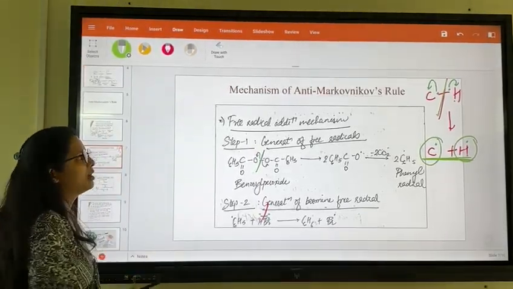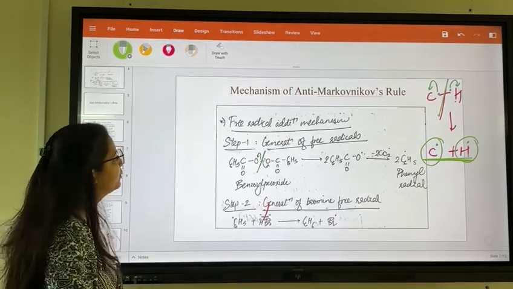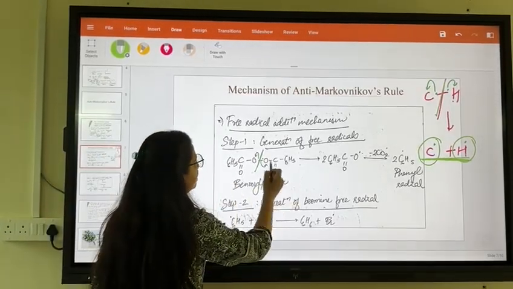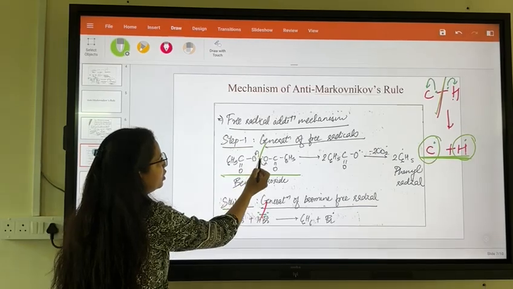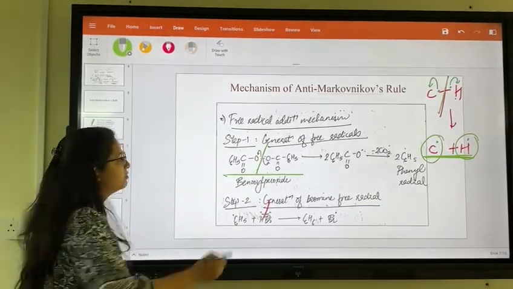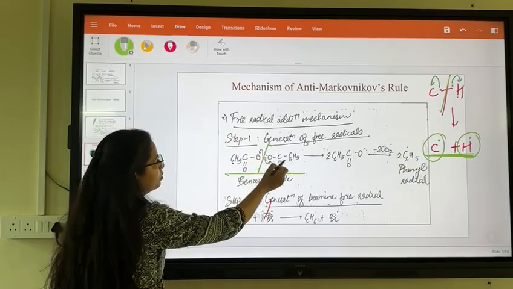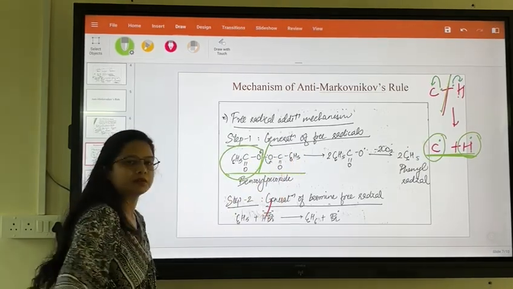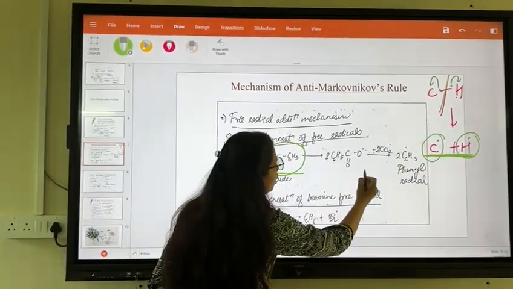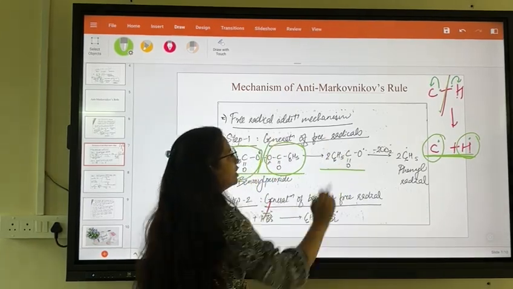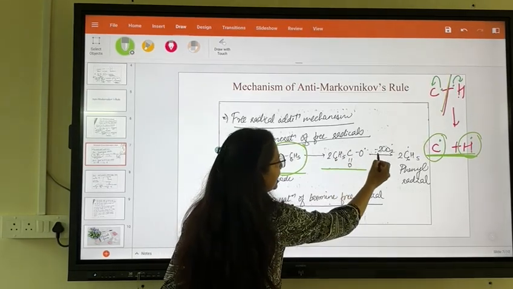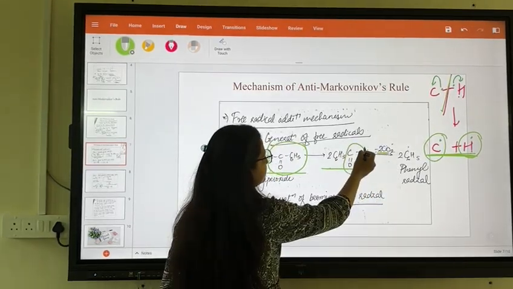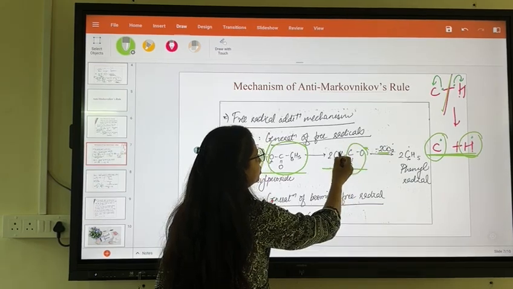So to understand the anti-Markovnikov's rule, there are three steps. In the first step, this benzoyl peroxide is undergoing homolytic cleavage. As you can see, upon breakage of this particular bond, both the oxygen will leave with one electron. Now if you look very carefully, both of these parts are similar, and that is why 2 mole of this C6H5C double bond O radical will be formed. Further, this CO2 will be removed as gas, as you can see over here, and this free radical will be transferred to the carbon.